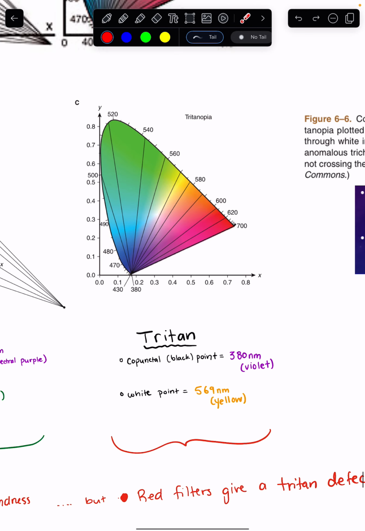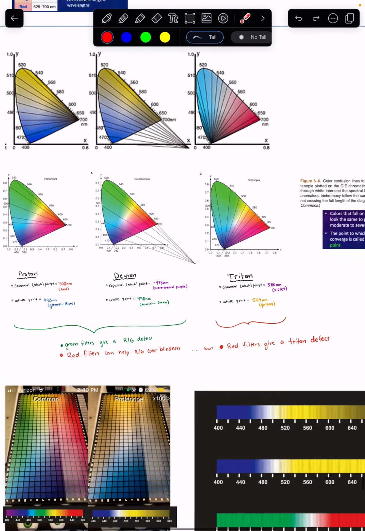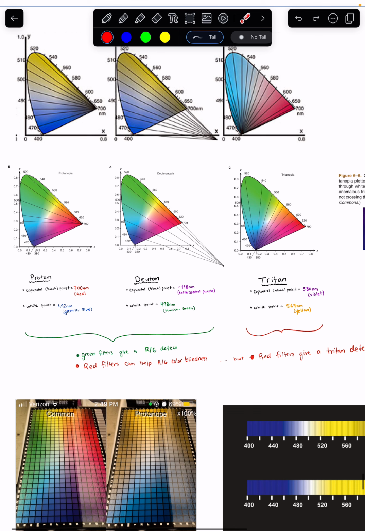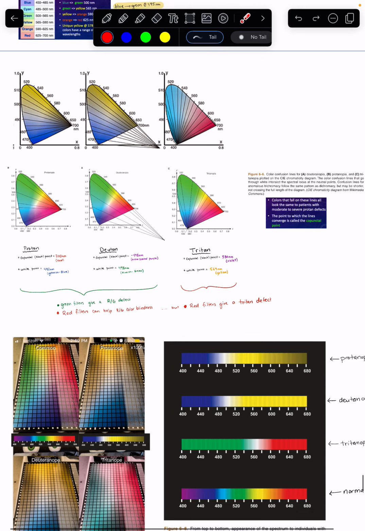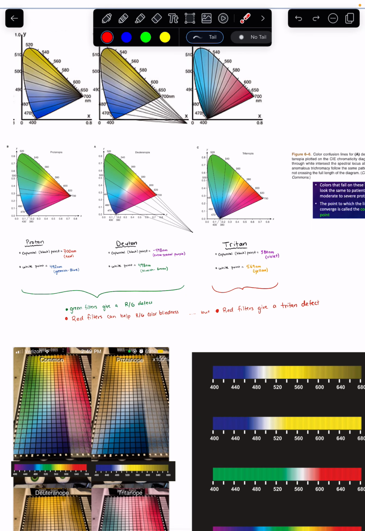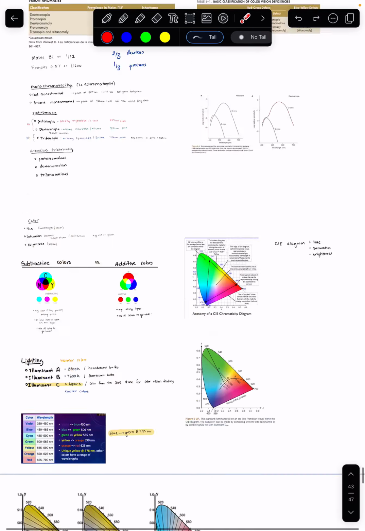For a tritan, if you look, their black point is at 380, which is violet. And their white point, if you go through the white, you get to yellow, which is 569 nanometers. Okay, so those are really important to know for this lab. We're going to be using, if you look in the lab manual, it talks about what filters are going to do. And you definitely try this and see what it does. And those Variennator glasses we talked about are going to simulate.